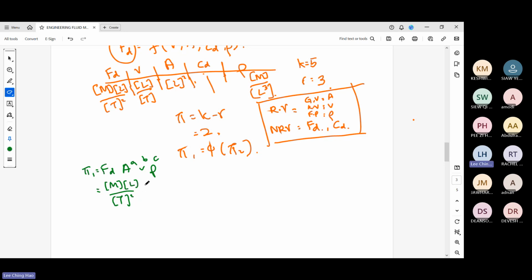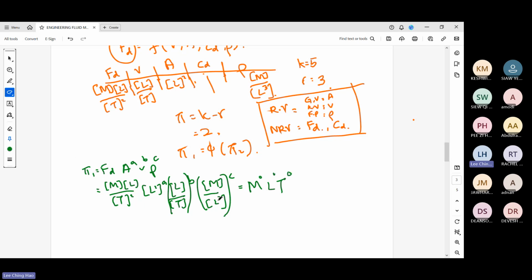Then area, L squared to the A, velocity L over T to the B, and density L cubed to the C. Then it must be equals to M L T 0 0 0.